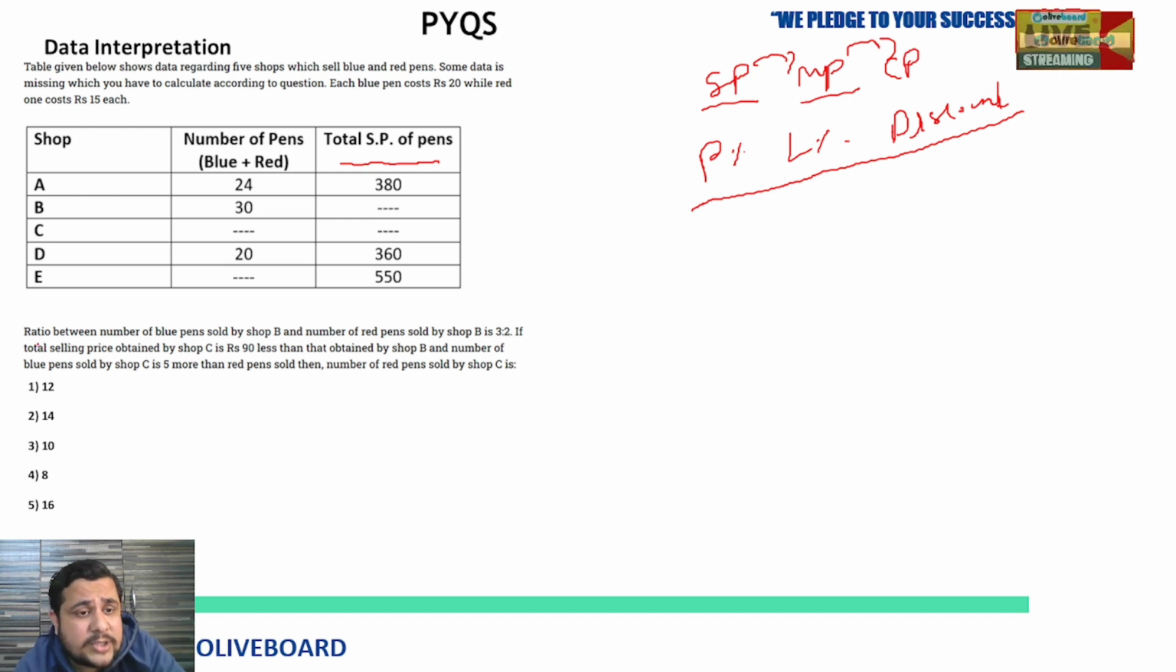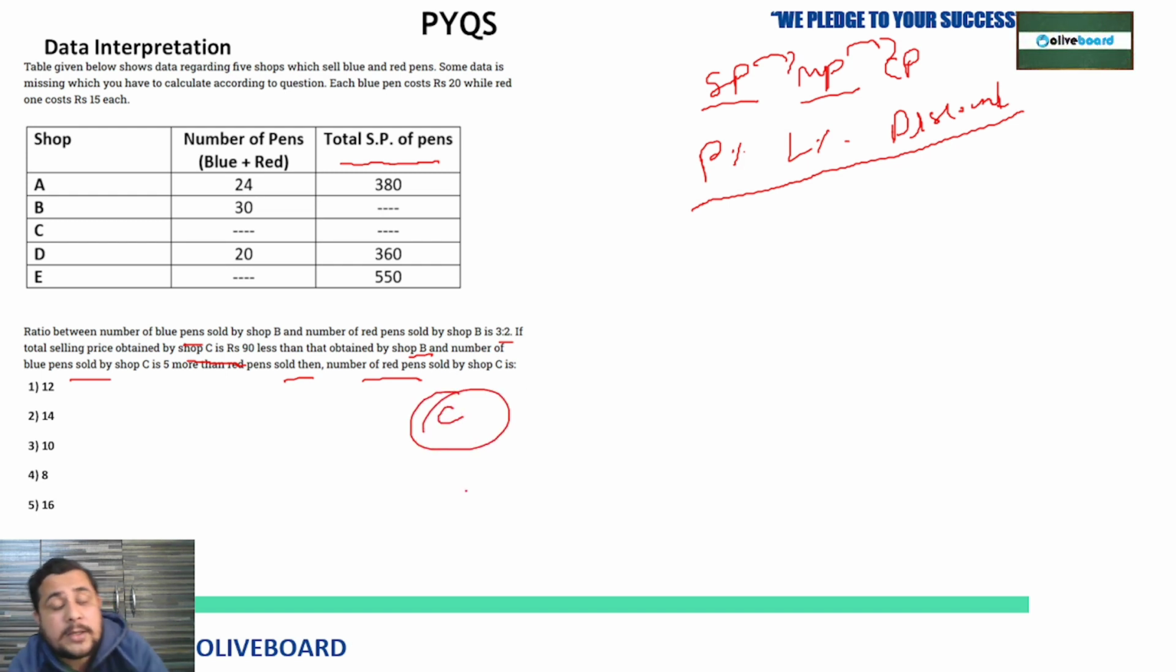So the next question: the ratio between the number of blue pens sold by shop B and the number of red pens sold by shop B is 3:2. If the total selling price obtained by shop C is rupees 90 less than that obtained by shop B, and the number of blue pens sold by shop C is 5 more than red pens sold, then we need to calculate the number of red pens sold by shop C. So how will you do this? Now, the ratio between the number of blue pens.